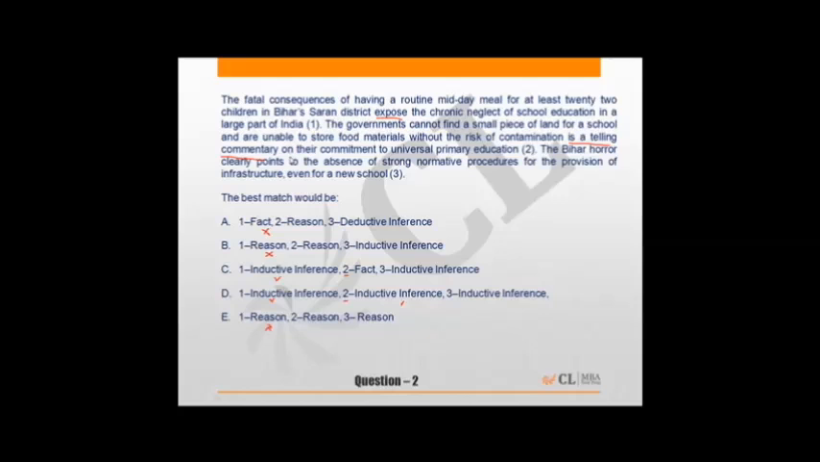We can infer that this is a telling commentary on their commitment to universal primary education. That is, the government is not committed to universal primary education. Right? So clearly we induce something from something. So therefore the answer to this question appears to be D. Let's see. Option 3 doesn't matter, because we cannot differentiate between the two options on this basis, as both of them are inductive inferences in both the cases. So therefore the answer is option D.